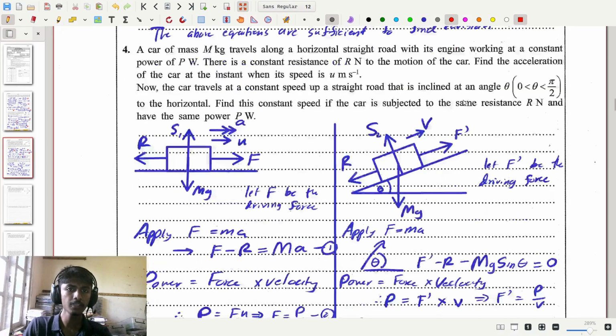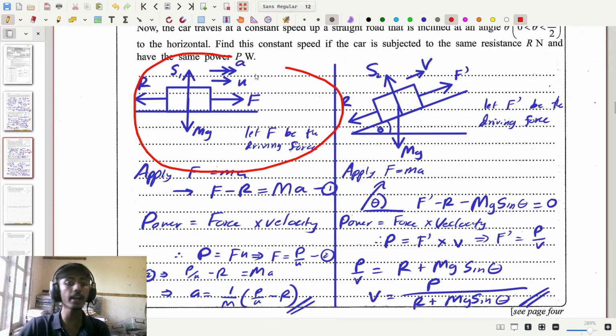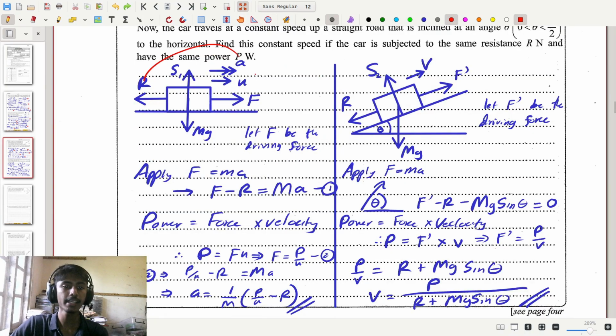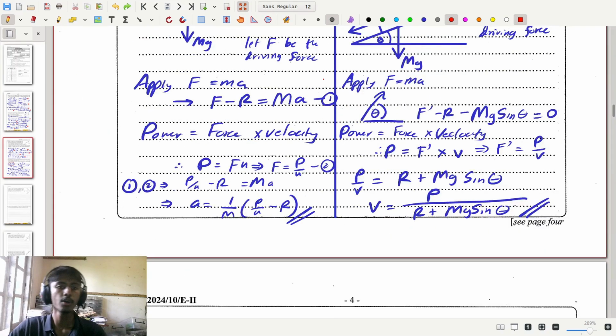Now with that, let's discuss the marks awarded for this question. At the start, when you draw the diagram, you actually don't get any marks. Instead, you get marks for finding the equations relevant to the diagram. For applying F equals ma and writing down this equation, you get 5 marks. For applying power equals force times velocity, getting P equals Fu and dividing both sides by u to get F equals P over u, you get another 5 marks. When you combine the two and get a equals 1 over M times P over u minus R, you get another 5 marks.